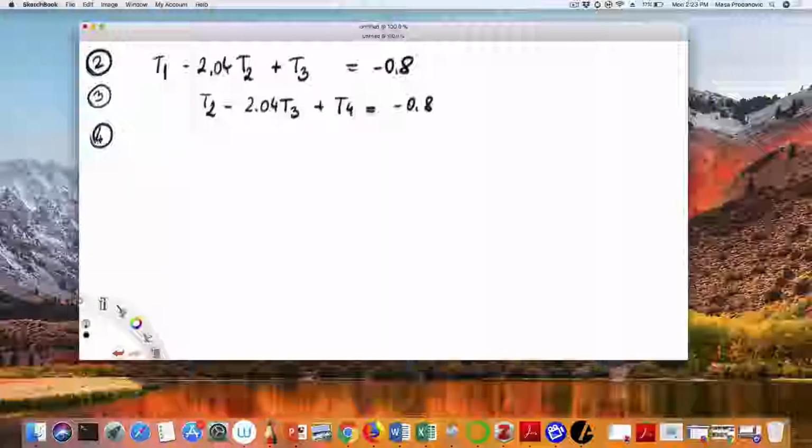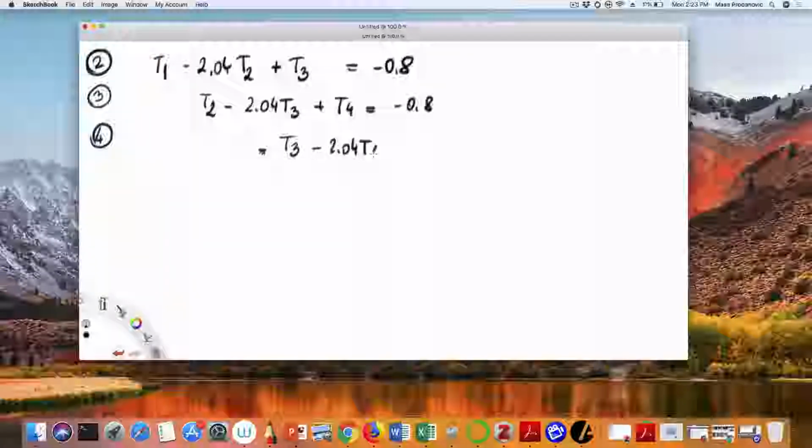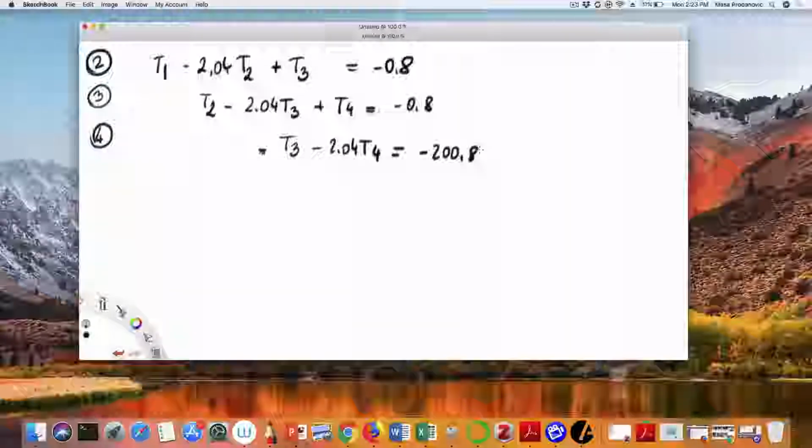And then when I do the same thing at my T4 point, now I'm going to actually reach T5, which is a boundary condition. And as such, it's known, 200 degrees at T5. So I'm just going to place what I know on the right-hand side. Yes, T3 minus 2.04 T4 is equal to minus 200.8. So this increase of 200 is basically by shifting my T5 to the side of the things that I know.